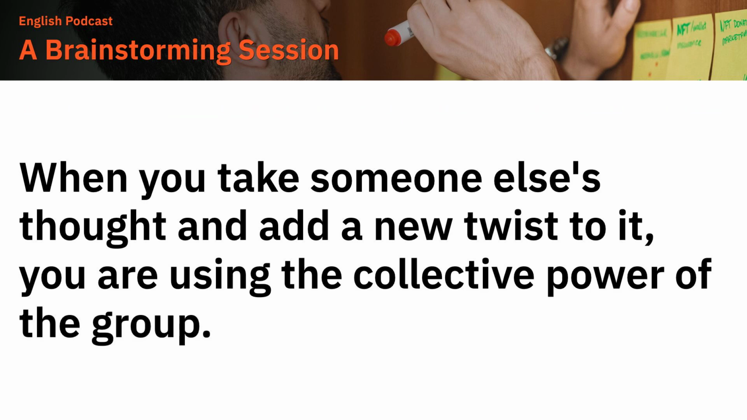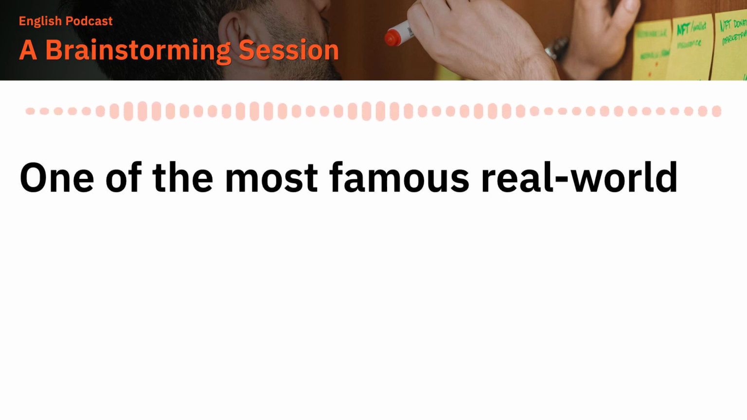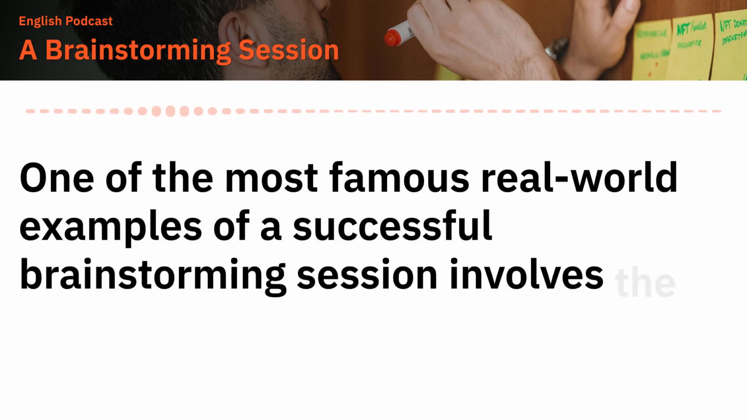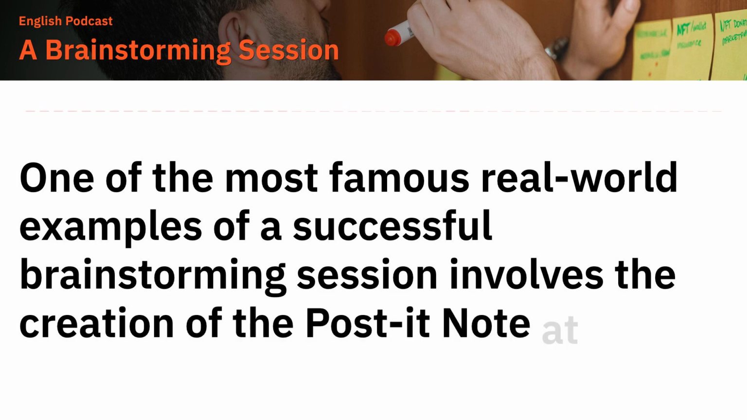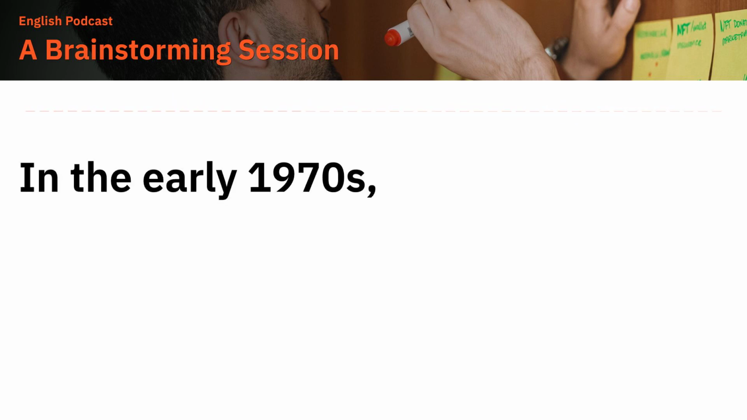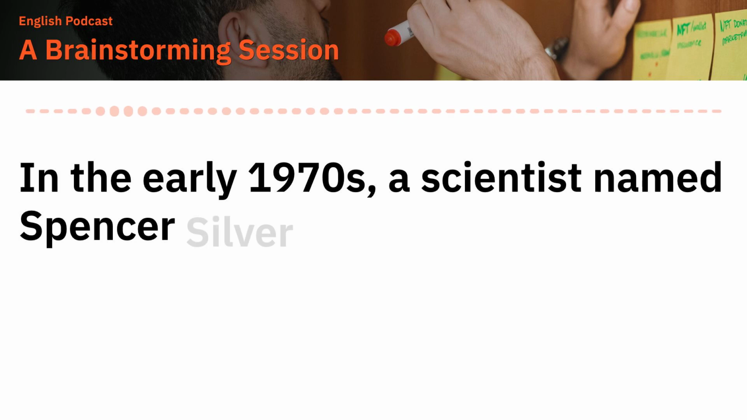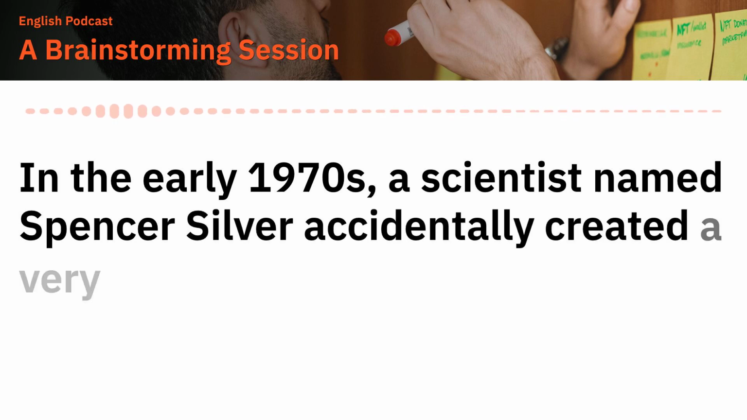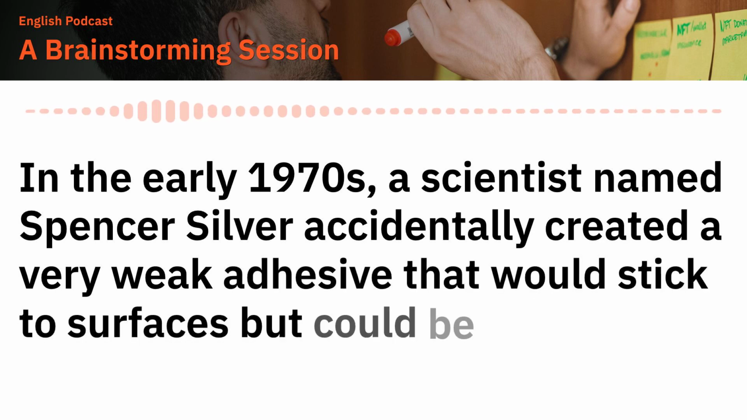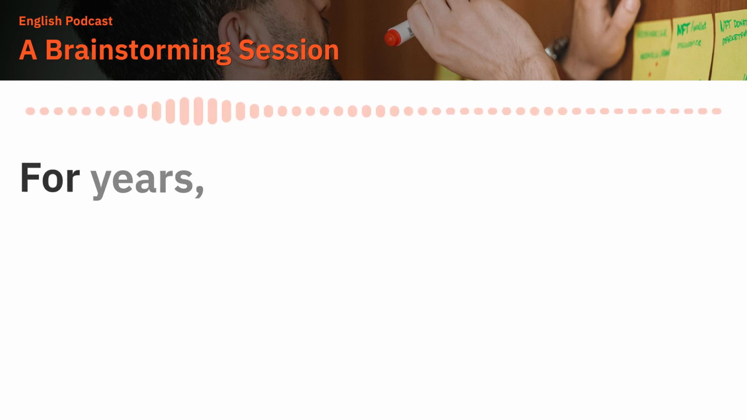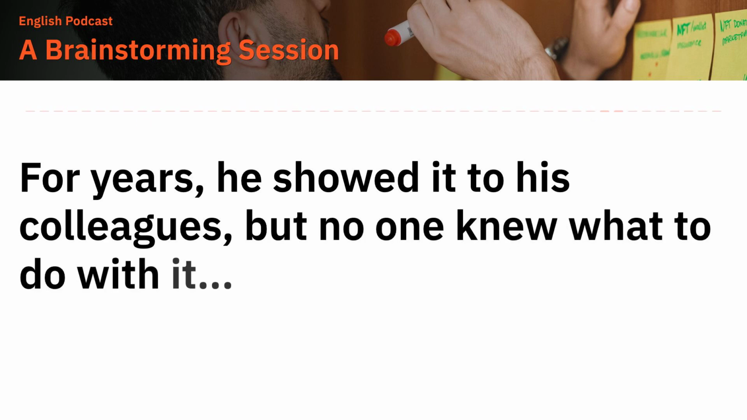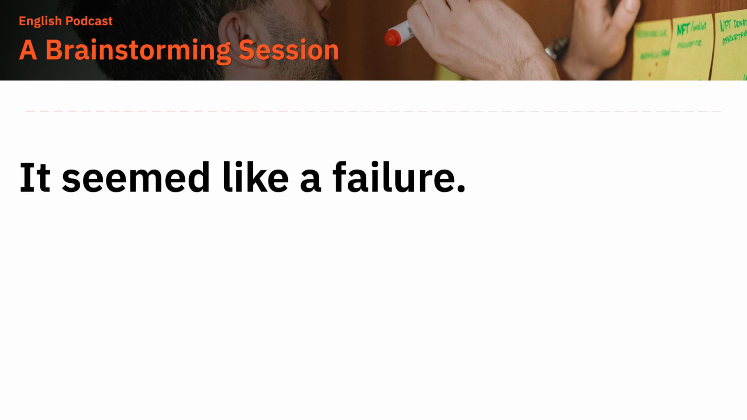One of the most famous real-world examples of a successful brainstorming session involves the creation of the Post-it note at the company 3 Million. In the early 1970s, a scientist named Spencer Silver accidentally created a very weak adhesive that would stick to surfaces, but could be easily removed. For years, he showed it to his colleagues, but no one knew what to do with it. It seemed like a failure.